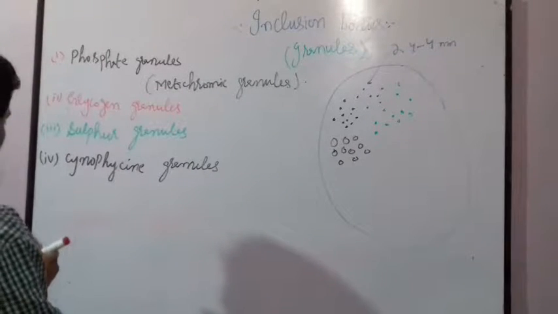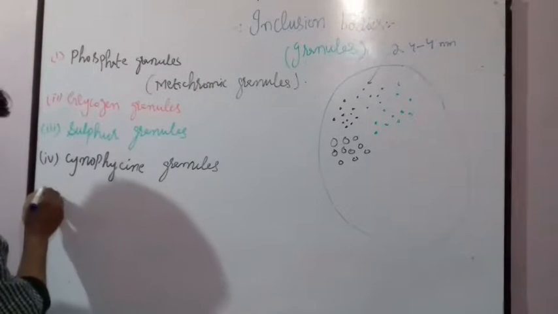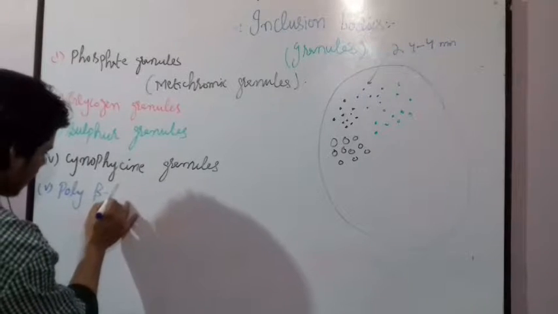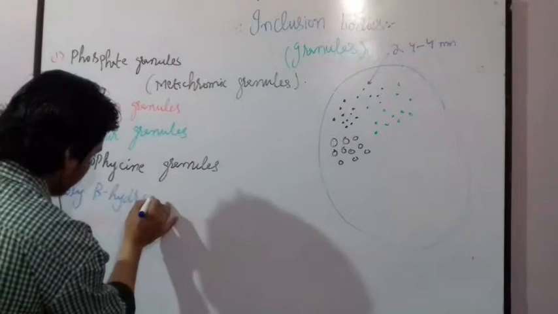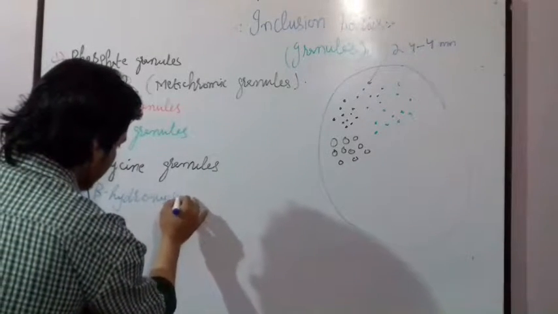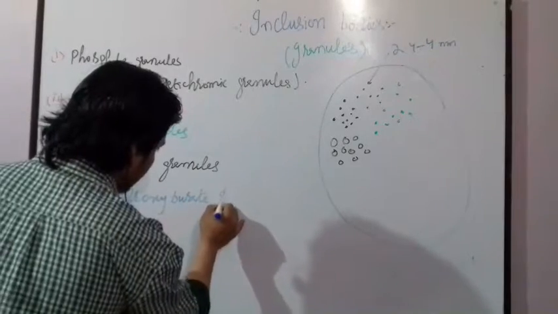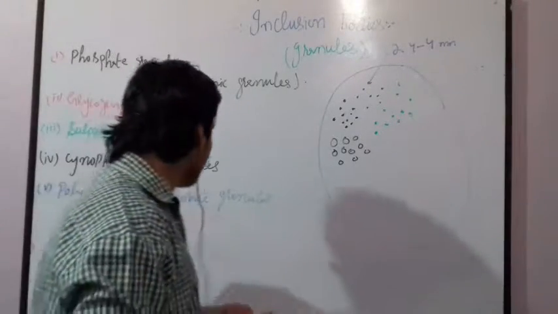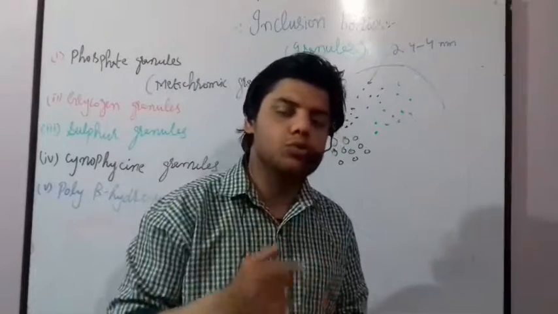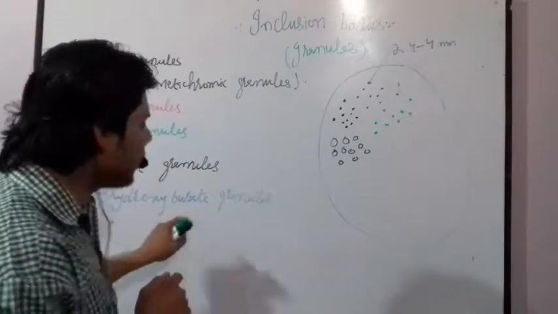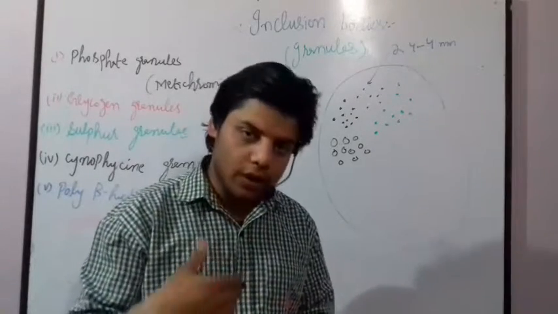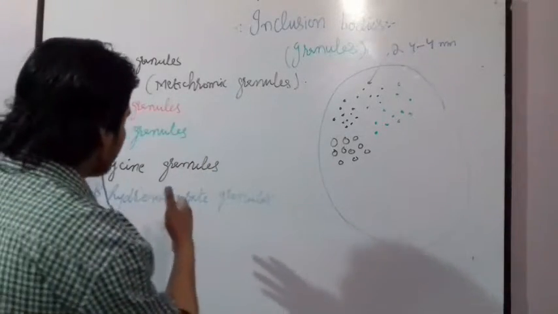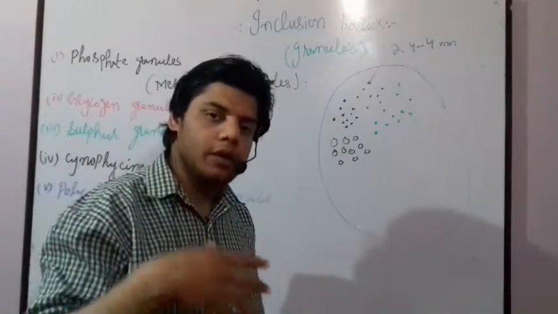Now next we have polybetahydroxybutyrate granules. These are those granules which are specially used to store hydroxybutyrate molecules. These hydroxybutyrate molecules are actually used to provide energy to the cell. These polybetahydroxybutyrate granules are actually membrane-bounded granules as well.